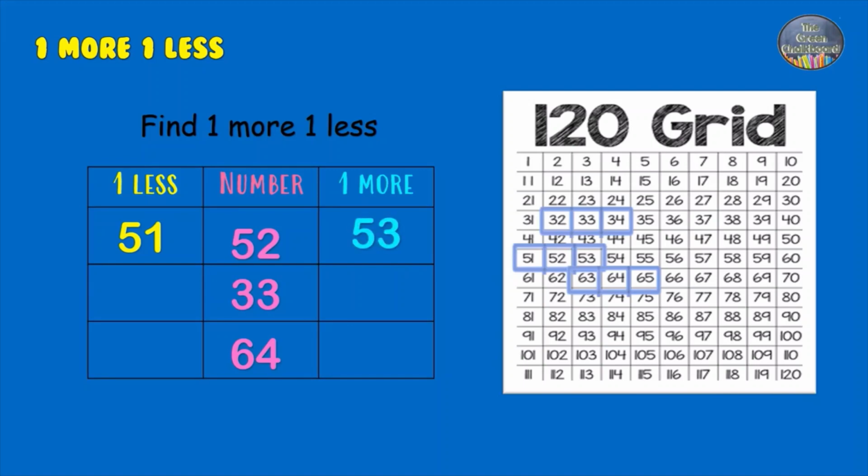One less of 33 is 32. One more of 33 is 34. One less of 64 is 63. One more of 64 is 65.